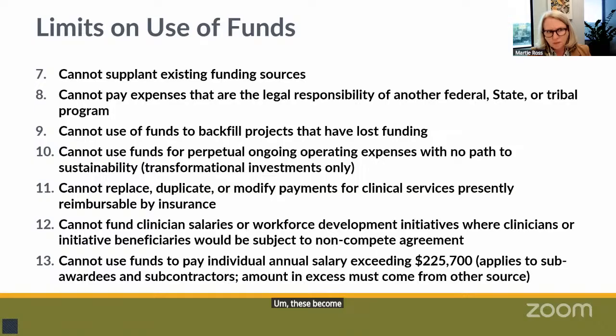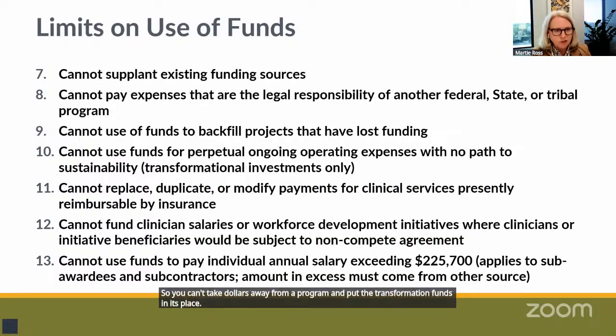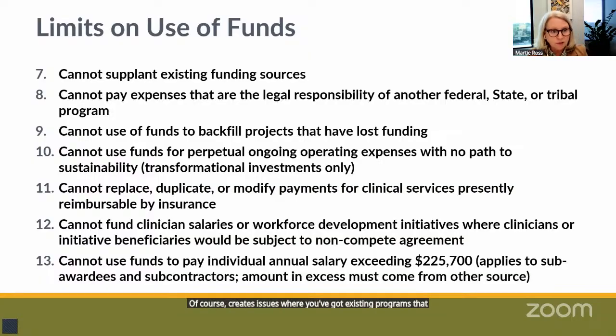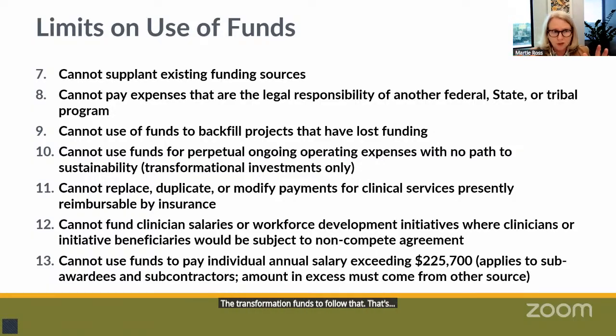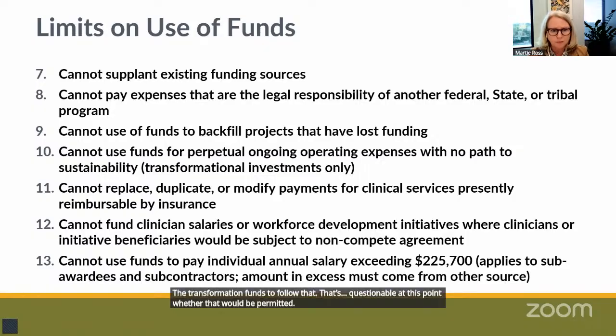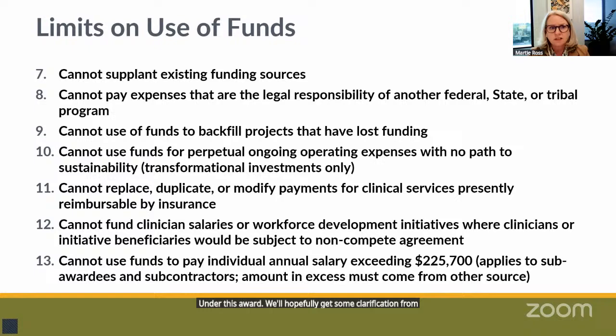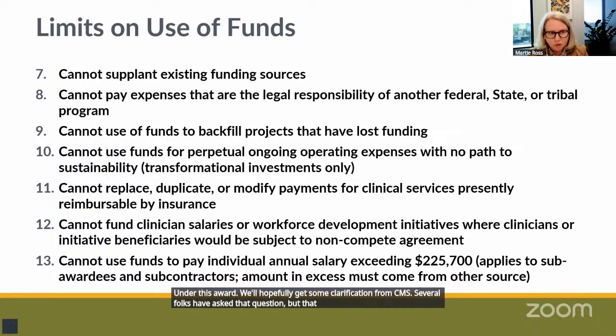The next set of these become a little more esoteric and applied. They're not as purely black and white as the others. But first is, you cannot supplant an existing funding resource. So you can't take dollars away from a program and put the transformation funds in its place. Of course, that creates issues where you've got existing programs that are funded by grants, and you anticipate that grant's going to run out in the future, and you want to be able to insert the transformation funds to follow that. That's questionable at this point, whether that would be permitted under this award. We'll hopefully get some clarification from CMS. Several folks have asked that question, but that's the type of issues we're dealing with here.